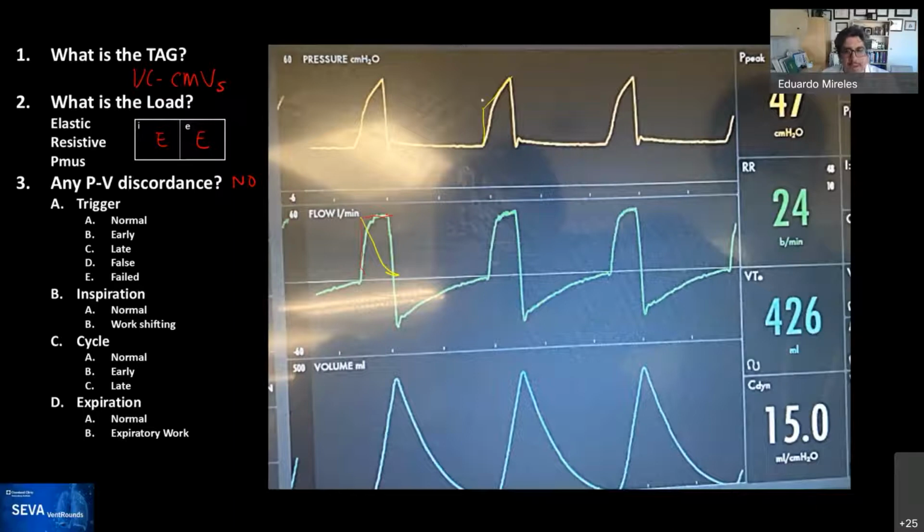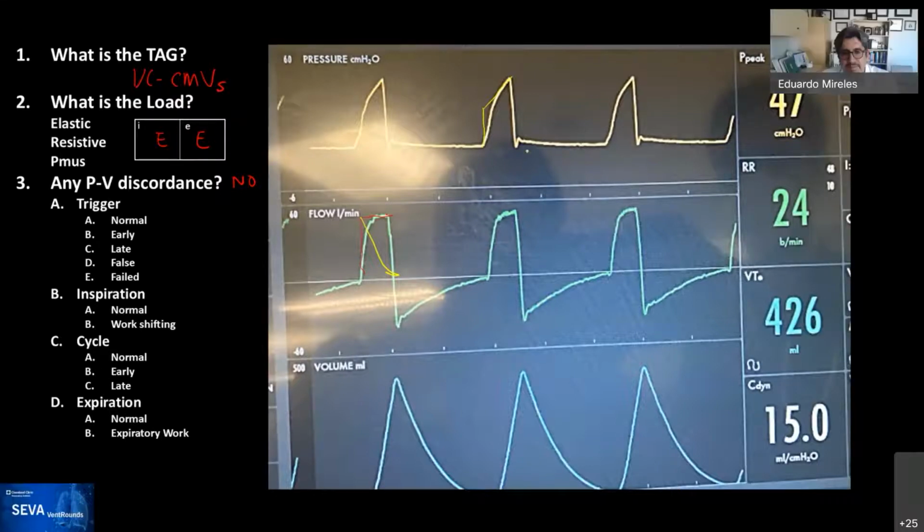Now that I have redrawn the waveform, you see this huge step up, right? Very large step up on the initial pressure, and then the rest. Does that still make you think that this is elastic or resistive? No, I think there's resistive there, probably because the initial spike is quite high.